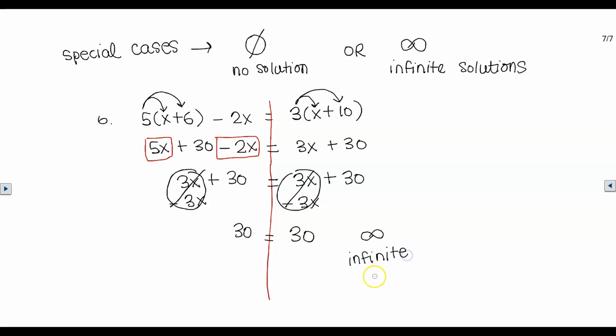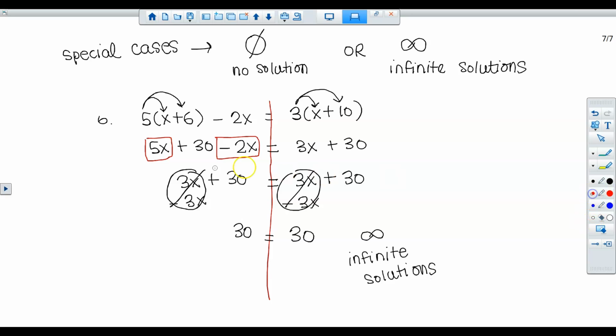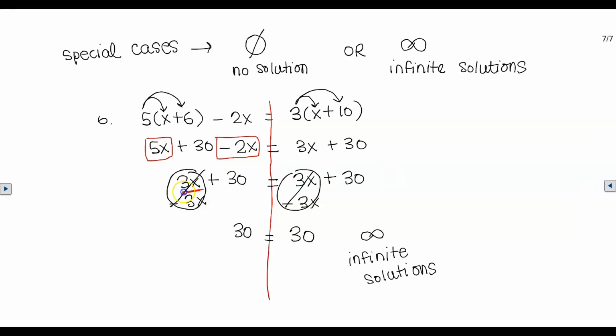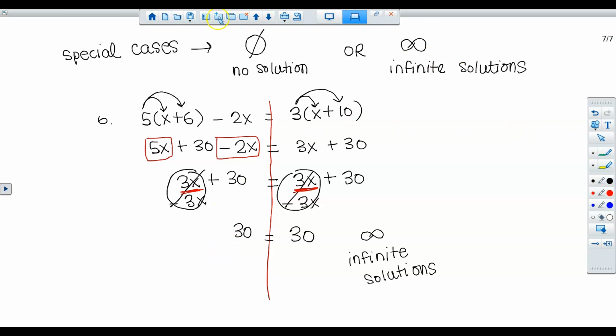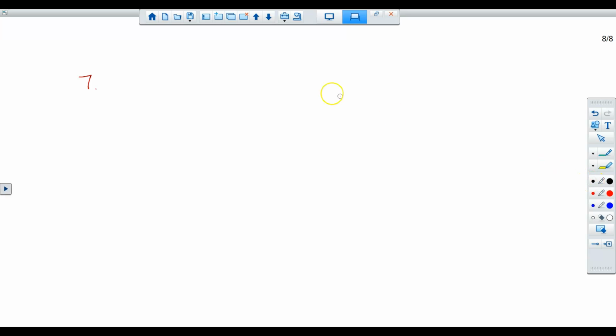So notice and remember what made this special. What made this problem special is the fact that we had these variables, 3x and 3x, that were the same. So when we cancel the smallest, we cancel both of them. So that's what makes that special. All right, and with that said, we have one last problem to do, and then you should be all set.